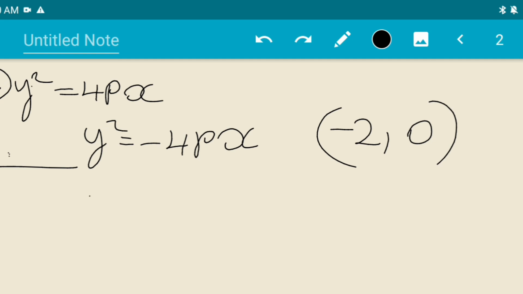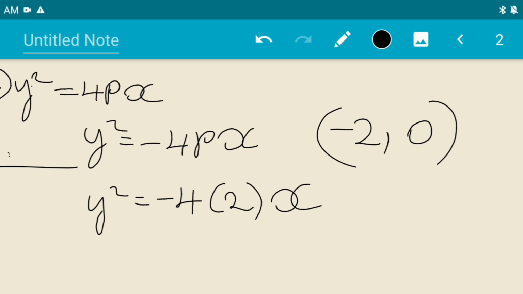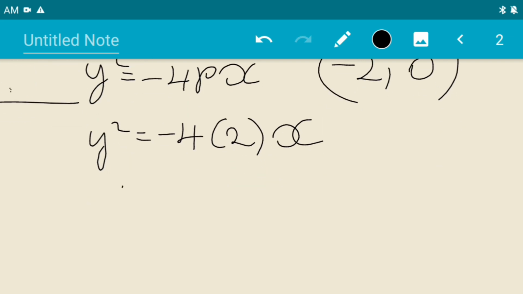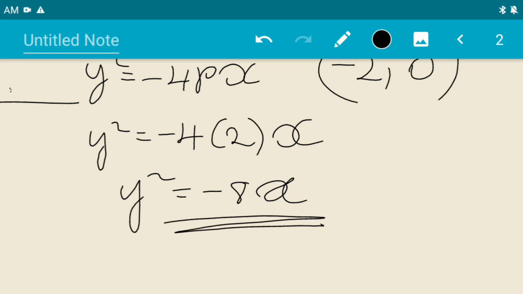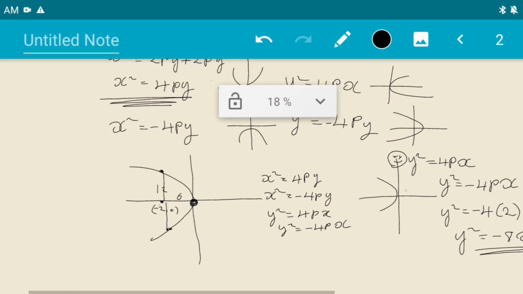So it is going to be y squared is equal to negative 4, then times 2, then x. What is our 4? So negative 4 times 2, that would be negative 8x. Okay, so we are done. This is our answer. This is the equation that describes this parabola.